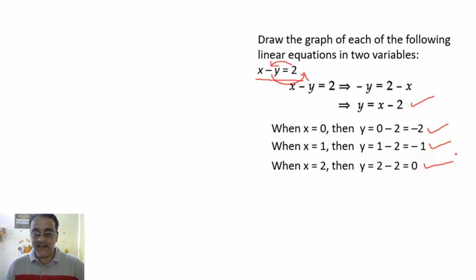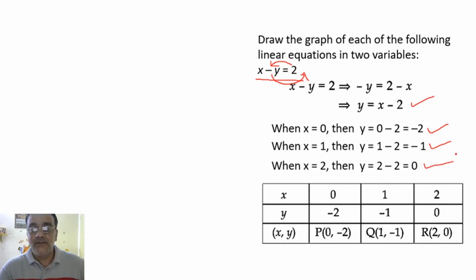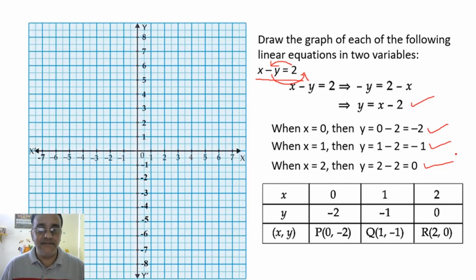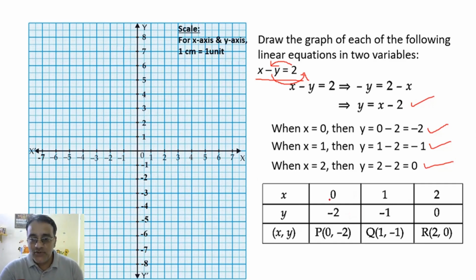Now we'll make a table. Now we will take a graph. We will write the scale. Scale: x-axis पे भी 1 centimeter और y-axis पे भी 1 centimeter है. Okay, so (0, minus 2). The x coordinate is 0, that means it belongs to the y-axis. So y-axis पे minus 2 नीचे side है. This is the point.